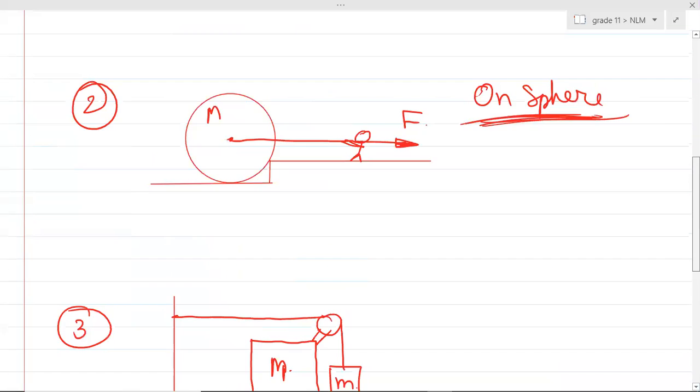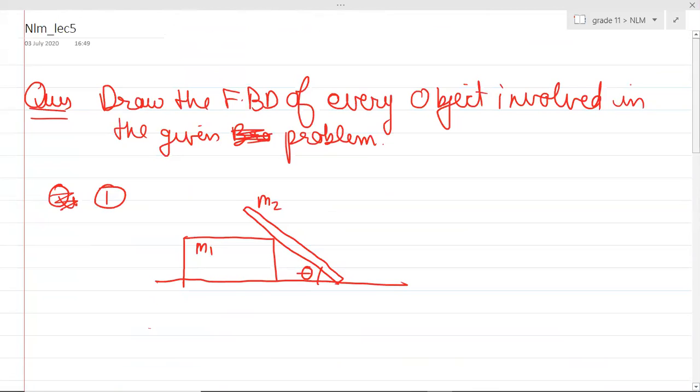So basically, guys, this is a question in which you need to draw the free body diagram of every object involved over here, okay? M1, M2 here in this case, first case you need to draw for M1 and M2. So how will you draw? Let's start with the forces.